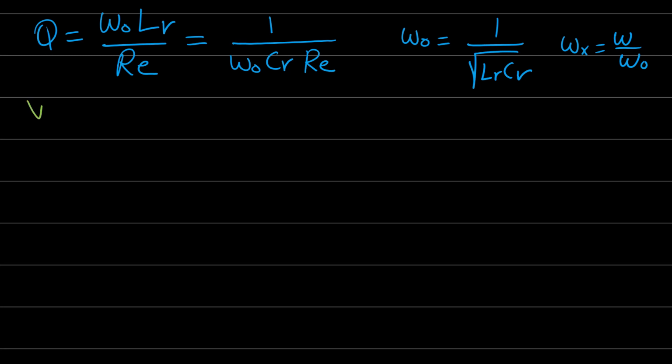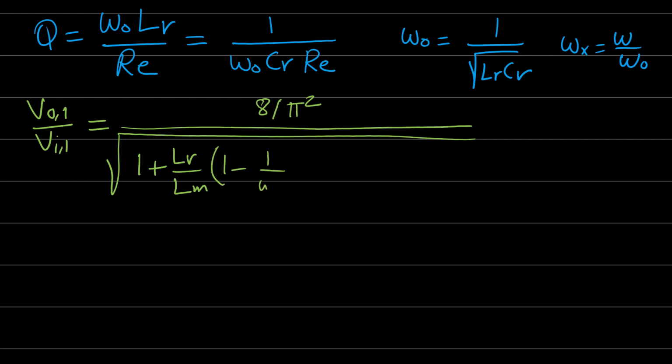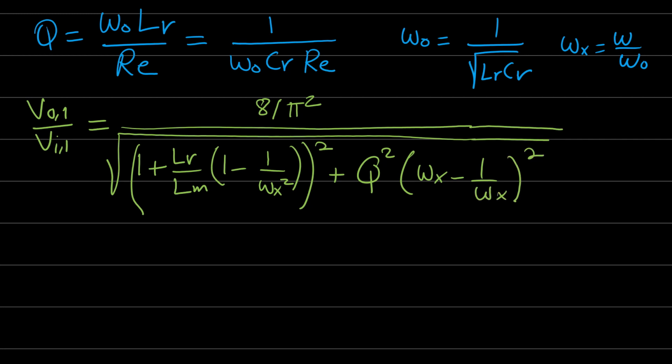You will get the following: V out 1 over V input 1. This will be equal to how much? 8 over pi squared. This is 1 plus LR over LM times 1 minus 1 over omega x squared, and all this squared, plus Q squared times omega x minus 1 over omega x. So this is the relation between the output voltage and the input voltage. We can define the relation between the equivalent resistance and the load resistance, the resistive load on the output. Okay, but here we have a problem in this converter.